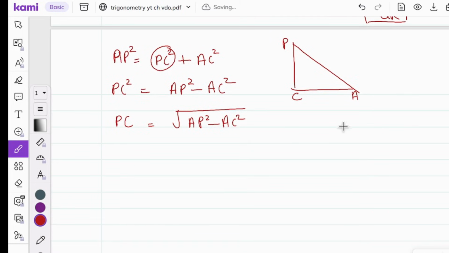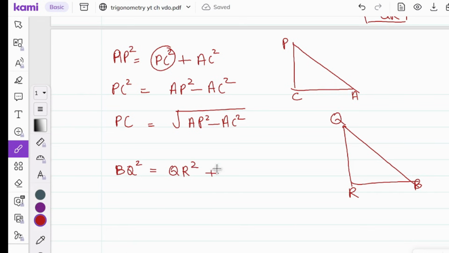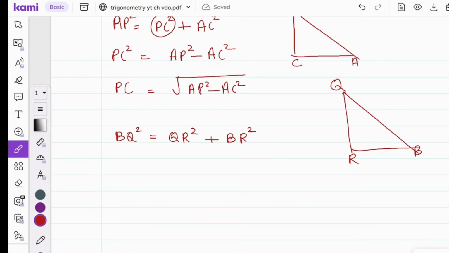For finding the value for QR, I have to take the next triangle. Next triangle is QBR, right? So what is QB square, or otherwise I can write it like BQ square, because in the question we have written in that order. Let it be BQ square equal to QR square plus BR square, right? That is, hypotenuse square is equal to sum of the squares of other two sides. Here also we used Pythagoras theorem.